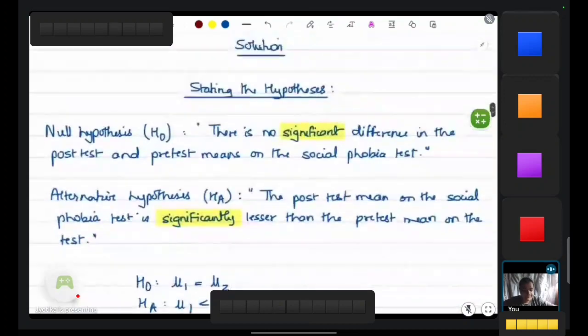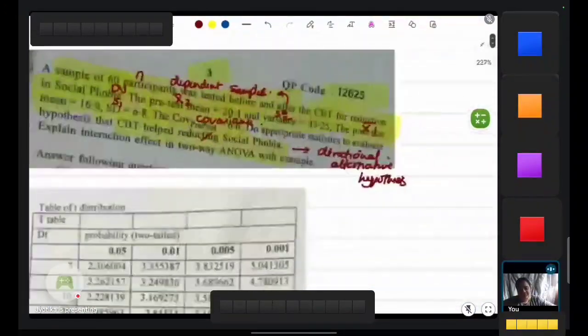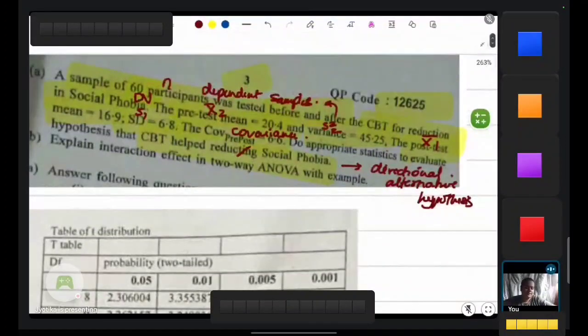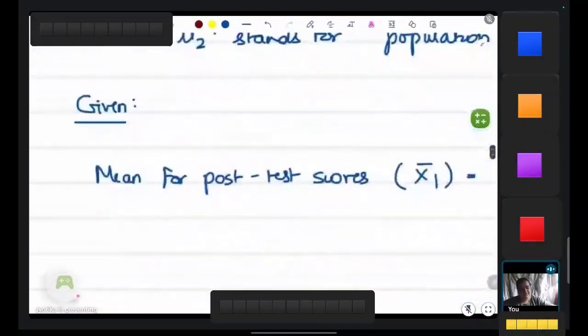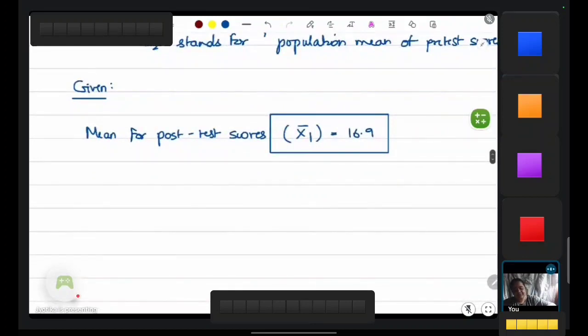Don't write the wrong figure here and don't spoil the whole sum. So take your time, go to the question paper, read carefully what the post-test mean was. Don't pick up the pre-test mean. Okay, so the post-test mean is 16.9. I will write 16.9, and whatever such figures I am going to use later in the sum, I am going to highlight them. Keep highlighting also, okay? It becomes easier for the examiner.